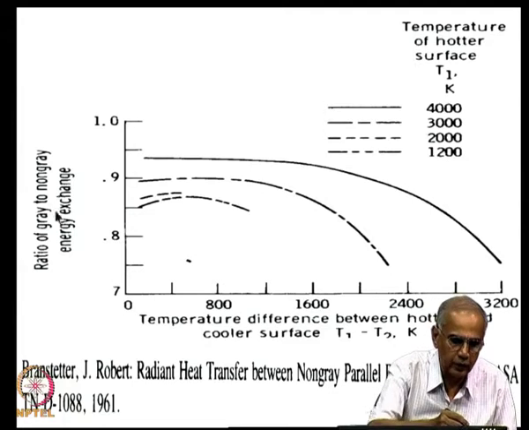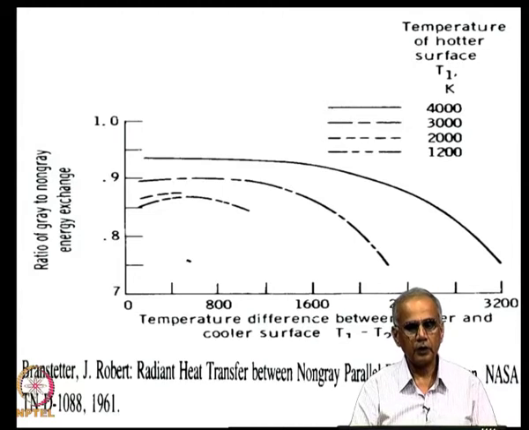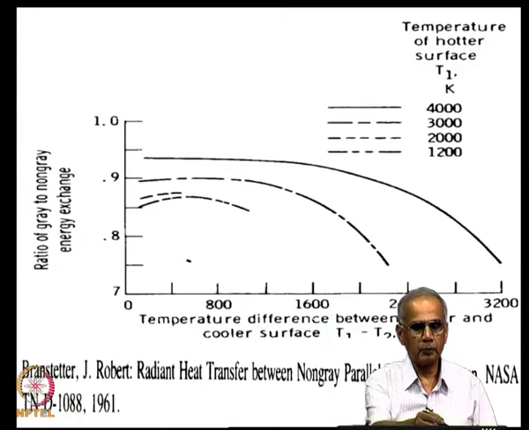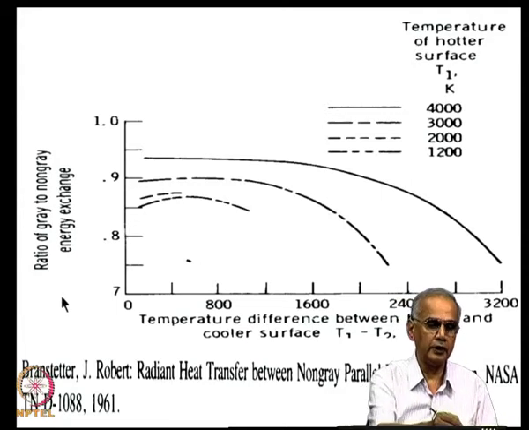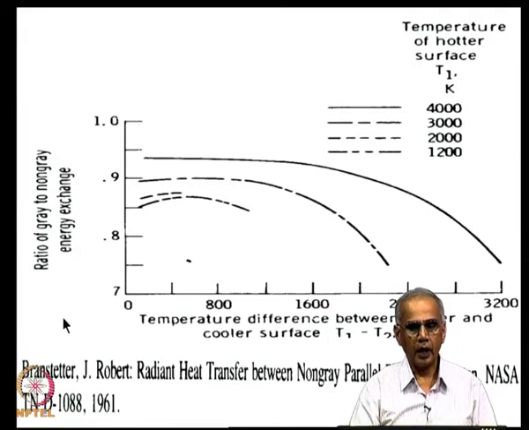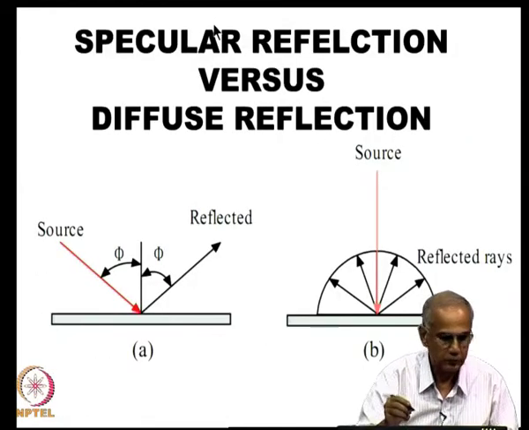So, this is Q gray to non-gray ratio, sorry, gray to non-gray here. You can see that all the numbers are below 1 here. What it means is that if you make an estimate of radiative heat transfer between two tungsten plates, assuming them to be gray, then you will overestimate the heat transfer compared to non-gray, because non-gray is in the denominator.